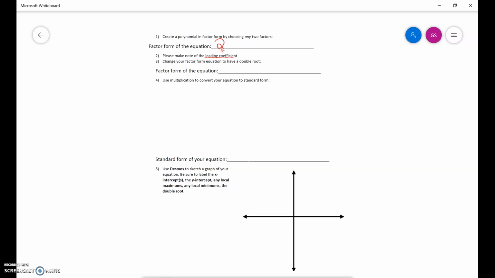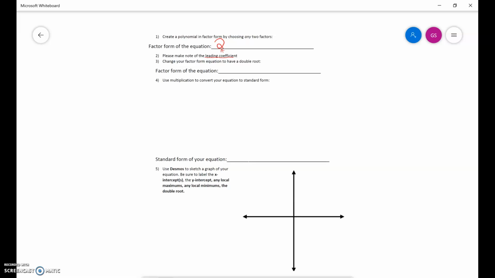Okay, polynomial mini project. So I'm going to show an example of what your polynomial mini project could look like. Obviously, don't copy my example. I'm just showing you sort of how to do the math.